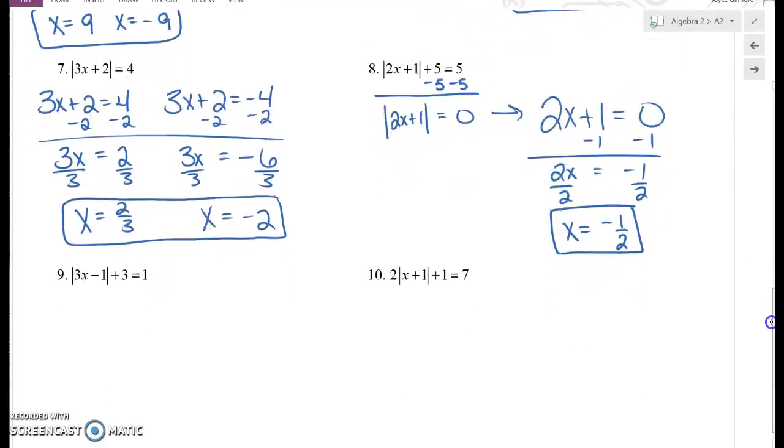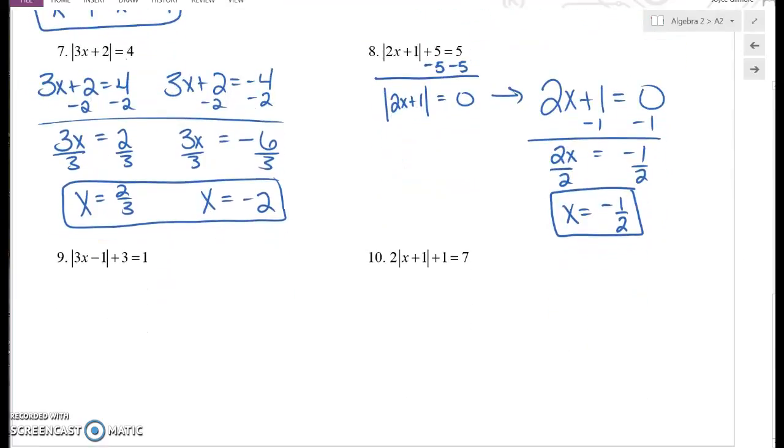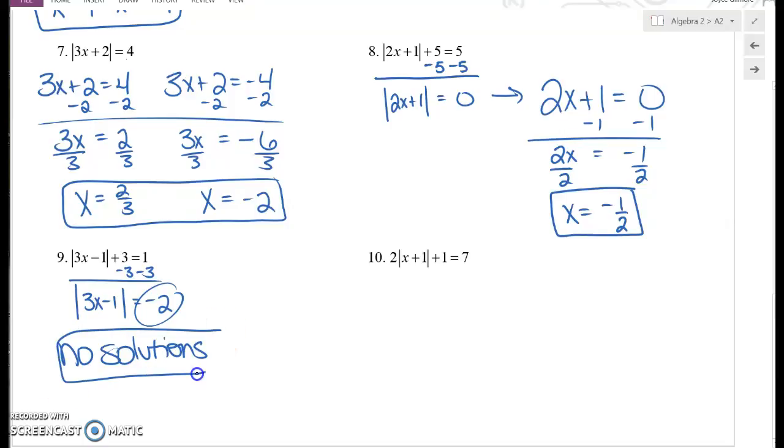All right, number 9. We're slowly making this look a little bit more complex. What do you think we need to do in number 9? Subtract 3. So the absolute value of 3x minus 1 equals -2. Because absolute value equals a negative number, distance can't be negative, there are no solutions. You all really like those problems because it means less work, right?